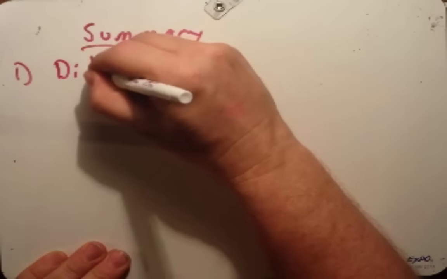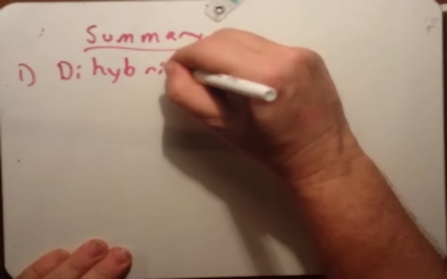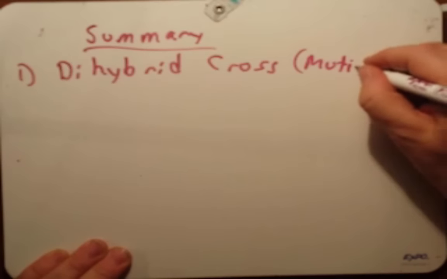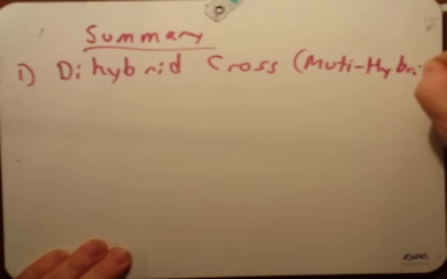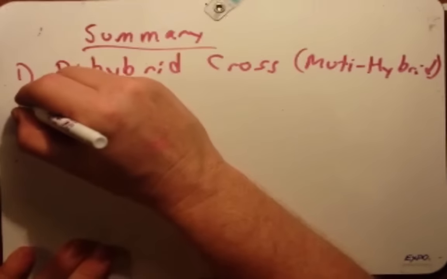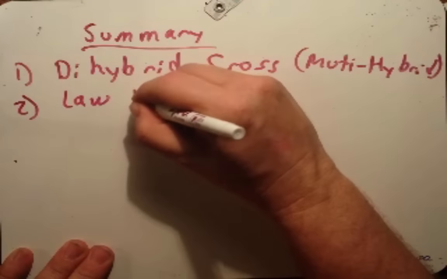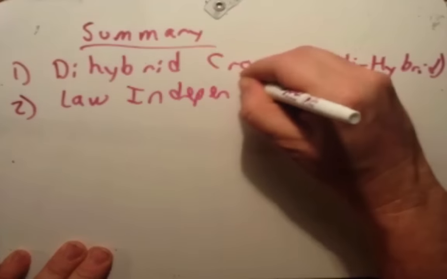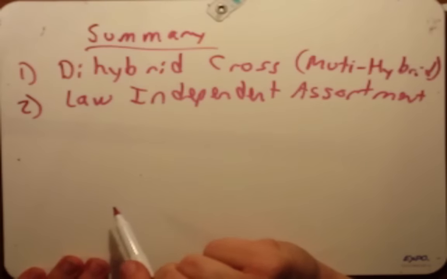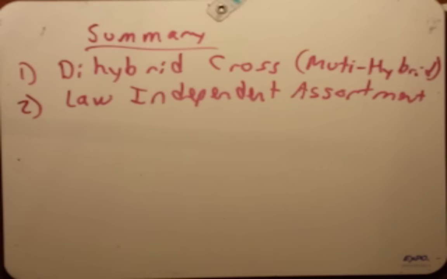Okay, that ends this podcast. Let's close with a short summary. In this podcast, we talked about the dihybrid cross, and we could also say multi-hybrid cross, where you could have 2 or more gene pairs interacting with each other, and how the law of independent assortment states that when you're looking at more than one gene, the assortment of all of the different alleles is random.